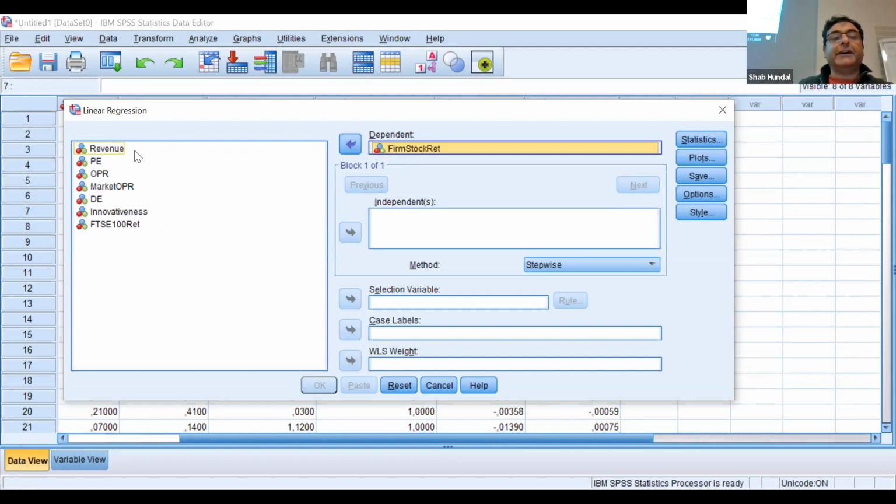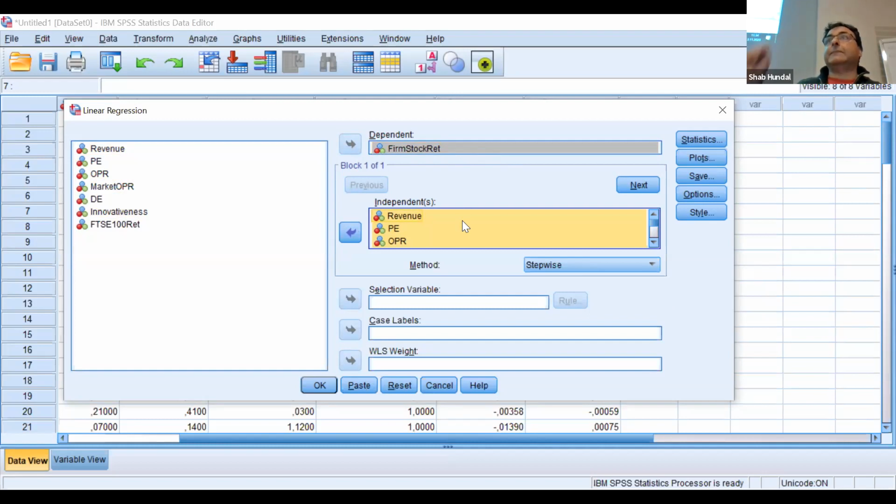And then all the variables are independent variables. So I can take them one by one if you want. But if I take all the variables, then I can select them, and in one go, we take it here. So now we know that this is our dependent variable, and these are our independent variables.